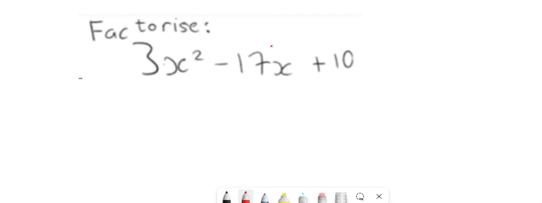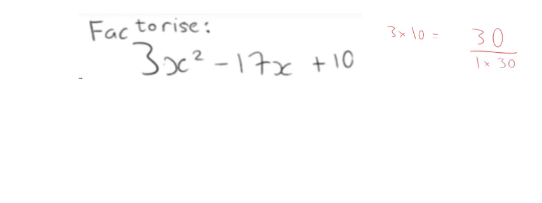So the first thing you always do is take whatever's in front of the x squared and your last number, and multiply the two of them together. So you just do 3 multiplied by 10, and that gives me 30 here. Then I'm going to find factors of 30. So I'm going to list all of them, or as many as I can. So 1 times 30, 2 times 15, 3 times 10, and 5 times 6.